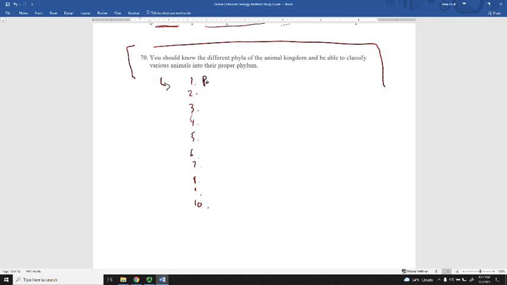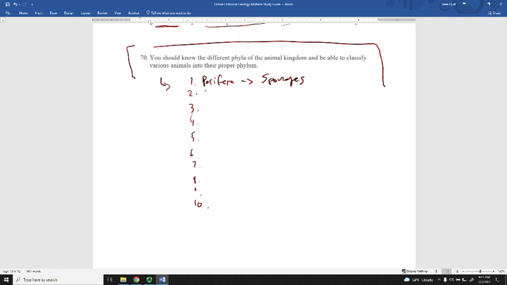So the first one, the simplest animal, is Porifera. Porifera are sponges. So they're marine sponges, and I think you've heard of those things before. It's a filter-feeding marine animal, sessile, living on the bottom of the seafloor, and it filter feeds.